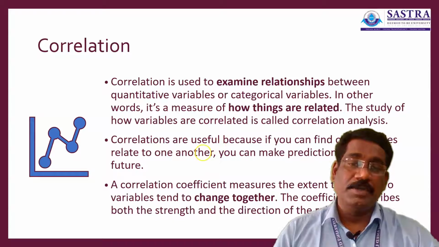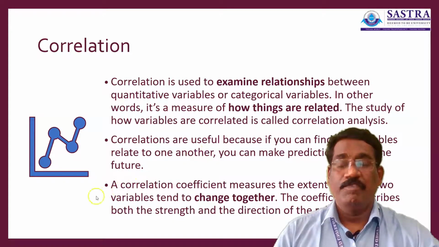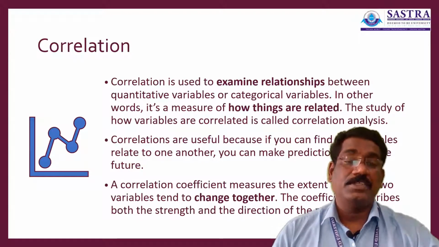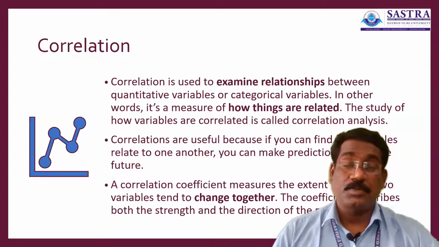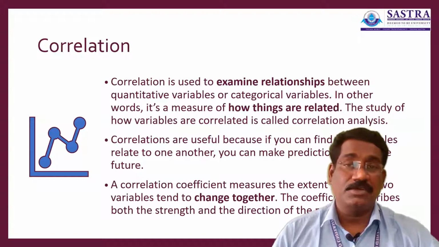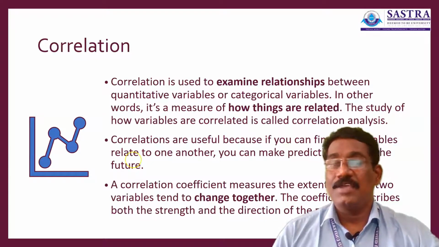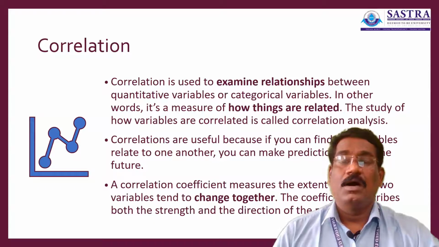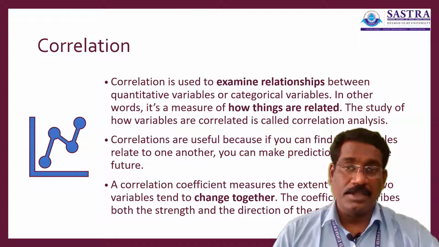The correlation coefficient measures the extent to which two variables tend to change together, as I was mentioning in service quality as well as in customer satisfaction, or between customer satisfaction and service loyalty. The coefficient describes both the strength and direction of relationship. You can find out the strength of relationship, from weaker to moderate to stronger relationship, by looking at the R value.